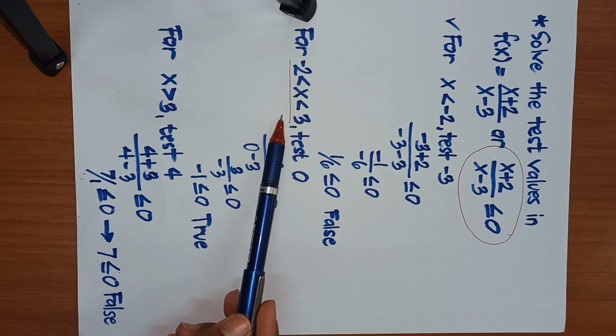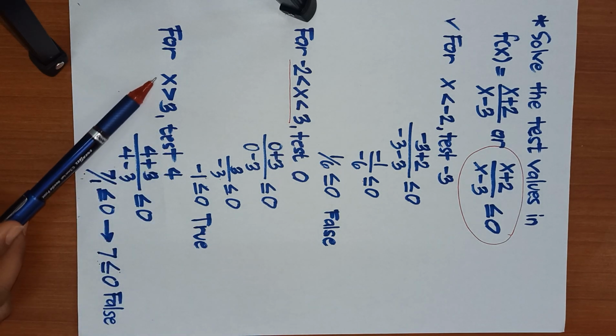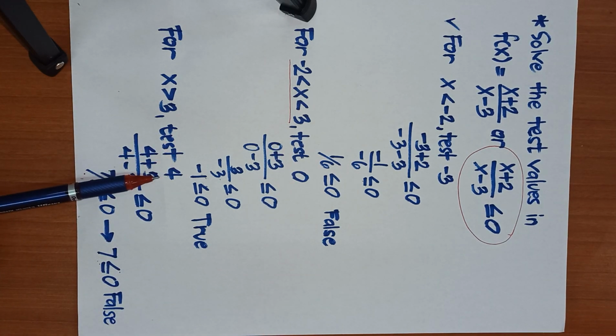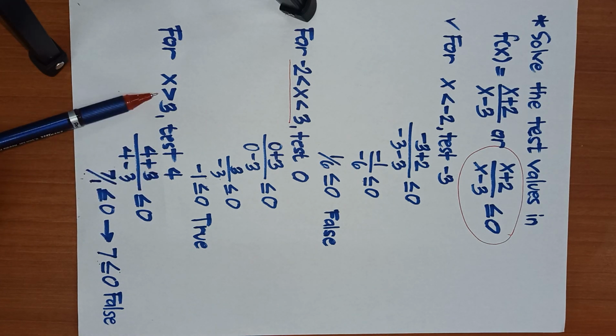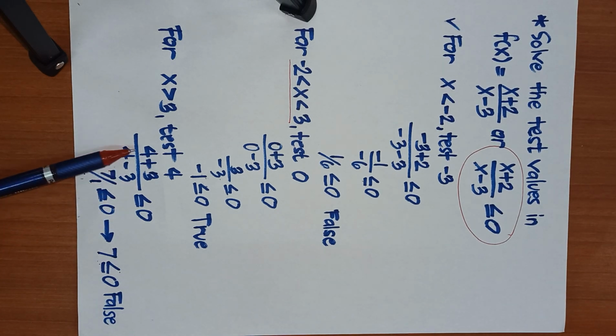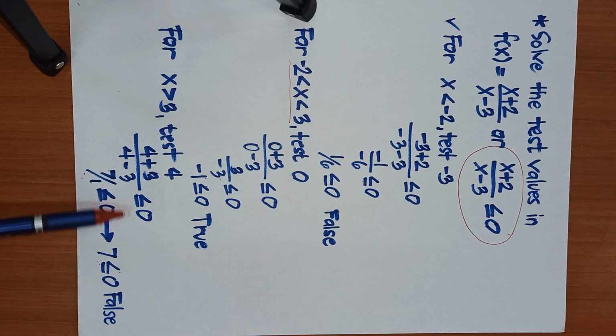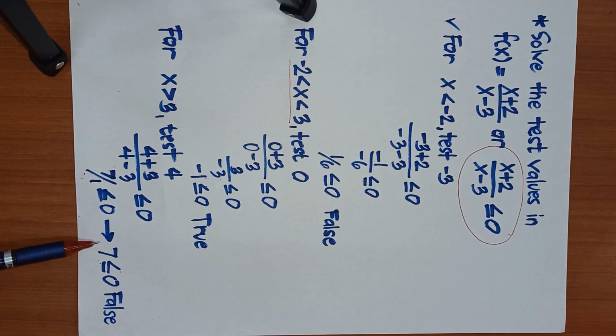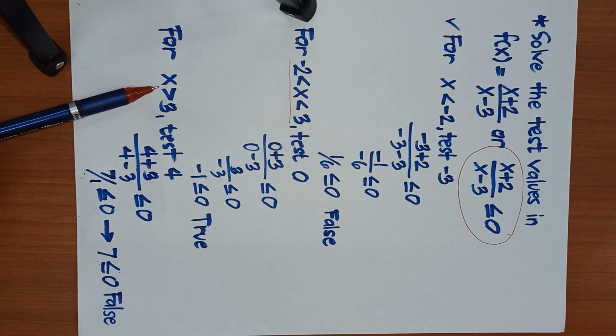And the last interval, which is x > 3, I'm going to test 4. I may use 5 or greater, but I prefer to use 4. It depends on what number you like to use, as long as it is greater than 3. Substitute: (4 + 2)/(4 - 3) ≤ 0. Simplify, I got 6 over 1, which is equal to 6. And 6 is not less than or equal to 0. It is a false statement. Therefore, this interval is not part of the solution.